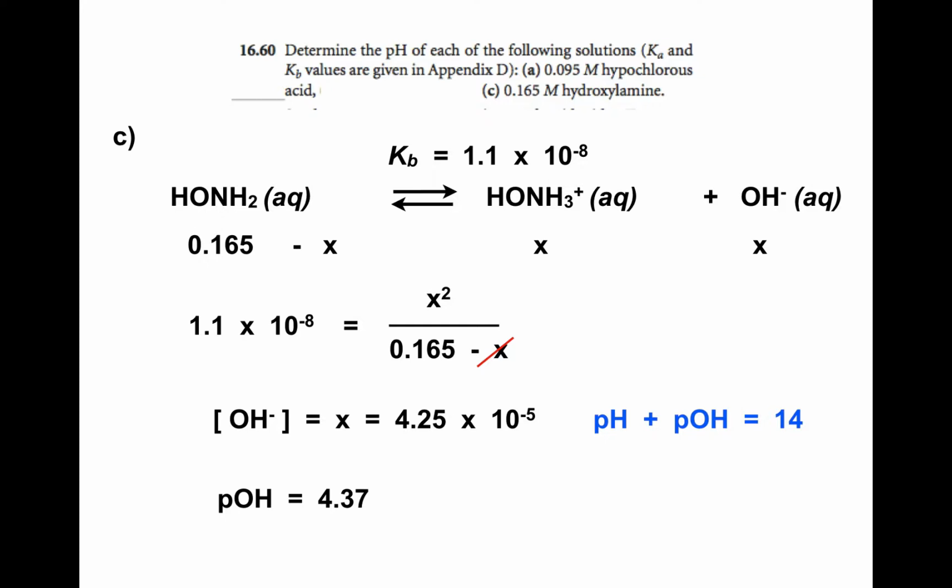If you take the negative log of the OH concentration, you get the pOH. And if you take the negative log of 10 to the negative 14, you get 14. So the pH plus the pOH is equal to 14. So if I subtract the pOH from 14, I can get the pH.